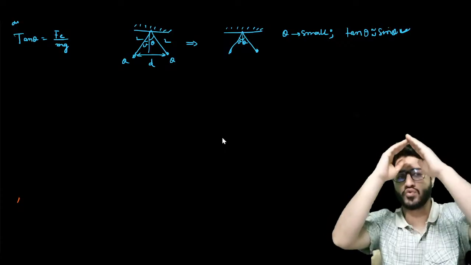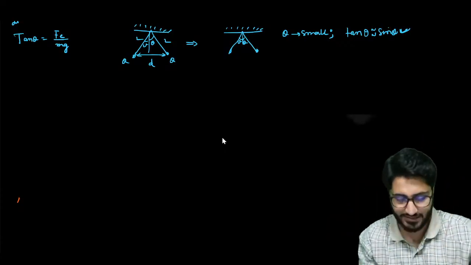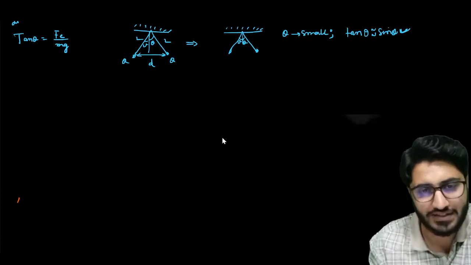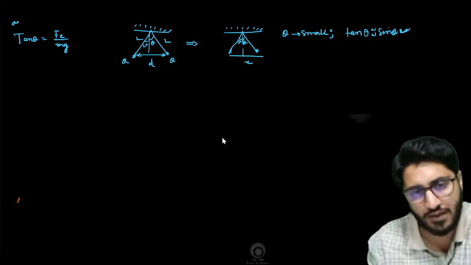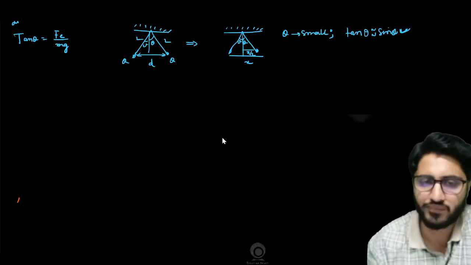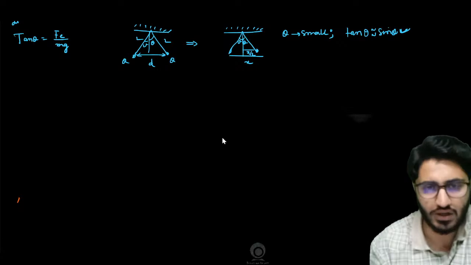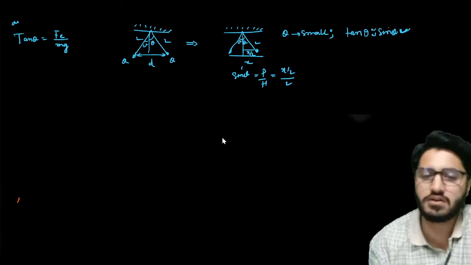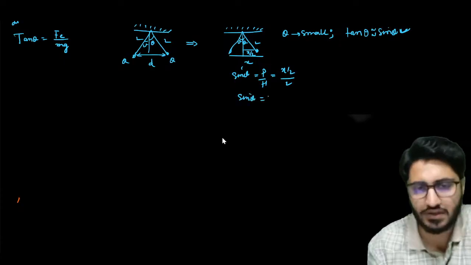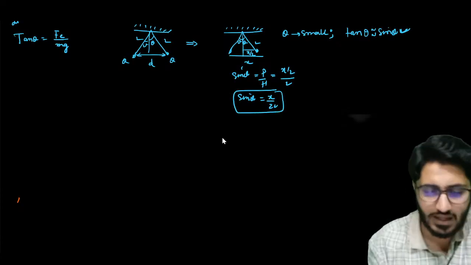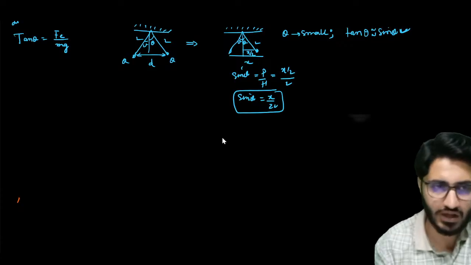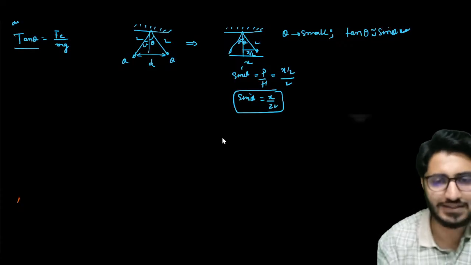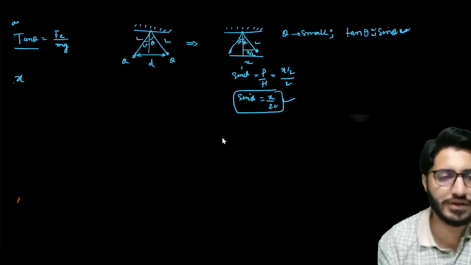Now, look here. If they are coming closer to each other and at the end the distance is x, that means this one is x by 2, this one is x by 2. So look now, what is sine theta? P by h, p is x by 2, h is l. So sine theta came out to be x by 2l. Now, what is tan theta? Sir, it is equal to sine theta now. So I can write tan theta is x by 2l.